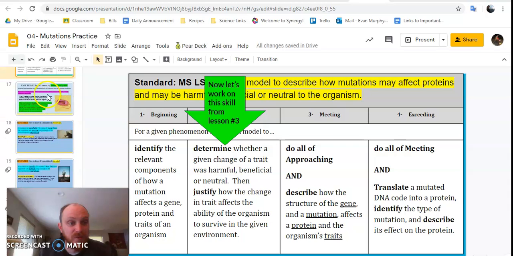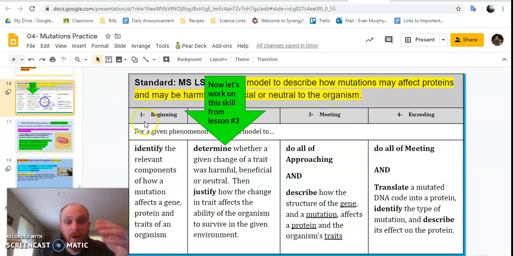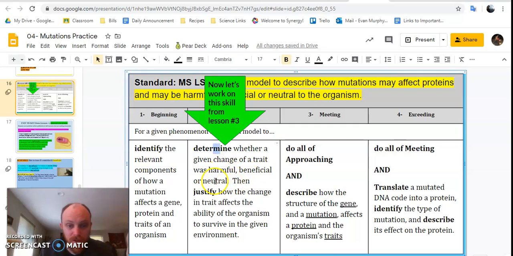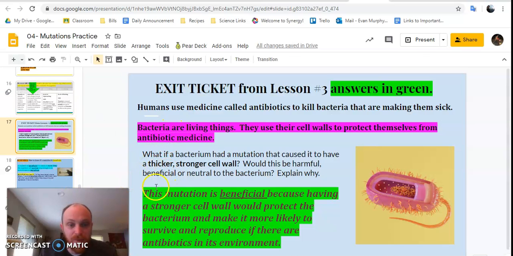I have 5 minutes left in this recording, so I'm going to quickly go over this part where you have to determine if a trait is harmful, beneficial, or neutral, and justify it. And specifically, justify how the change in trait, the mutation, affects the ability of the organism to survive in its environment, okay? So here's an example.